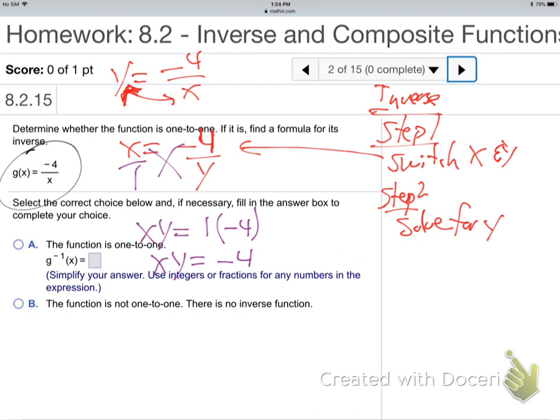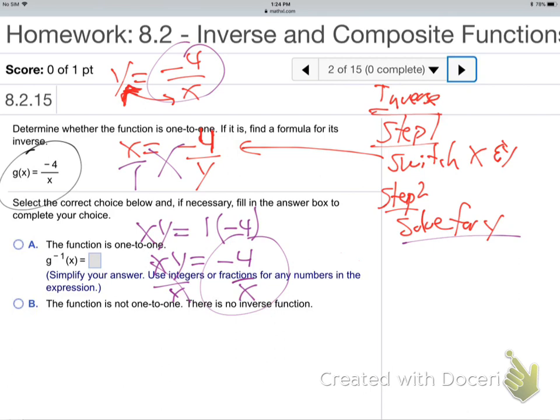Good. Divide by x. Last step to get y. Yeah, we're trying to solve for y. Get y alone. What do? Divide by the x, huh? There we go. There's the inverse function. Which, by the way, is the same as the original function. Yeah. That's a weird one. That hardly ever happens. The function is its own inverse.